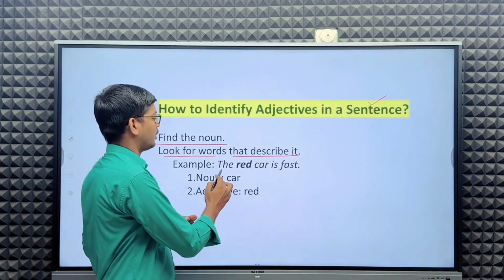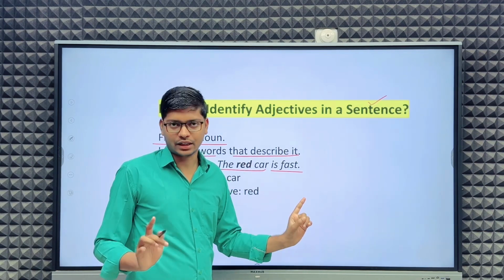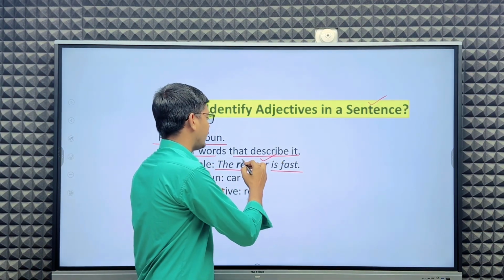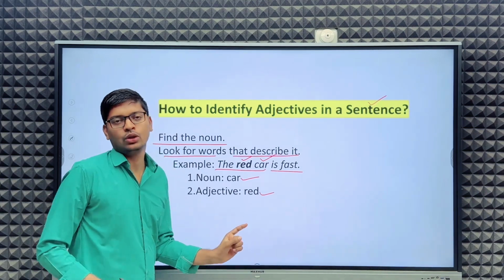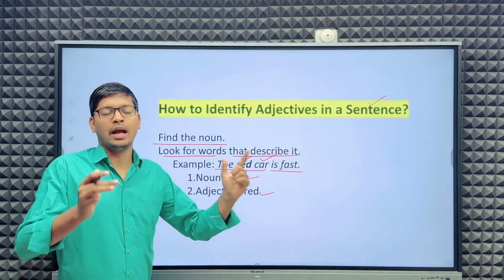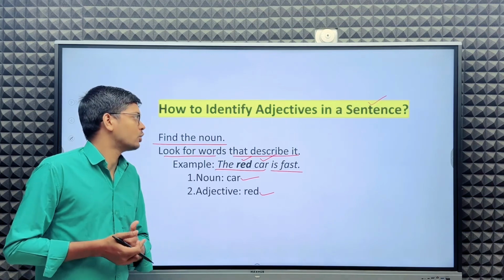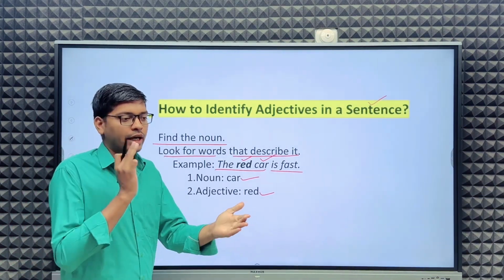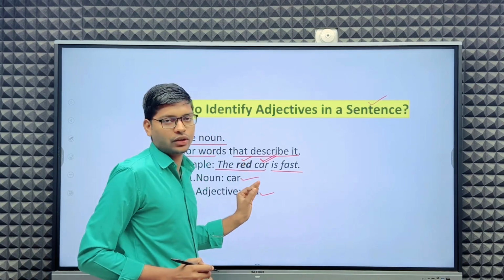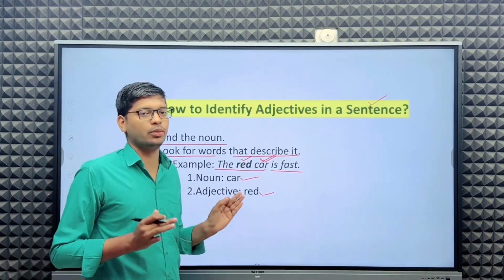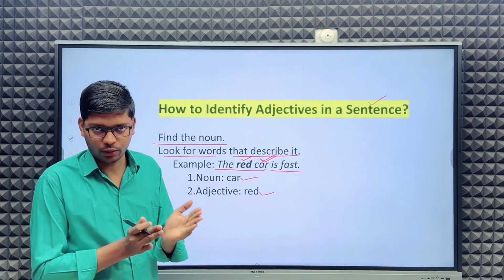Example here: the red car is fast. So what is the noun and what is the adjective here? Car is a noun and red is an adjective. So remember, adjectives come before the nouns, most of the time. I hope you can easily identify adjectives and nouns. The noun comes after the adjective.